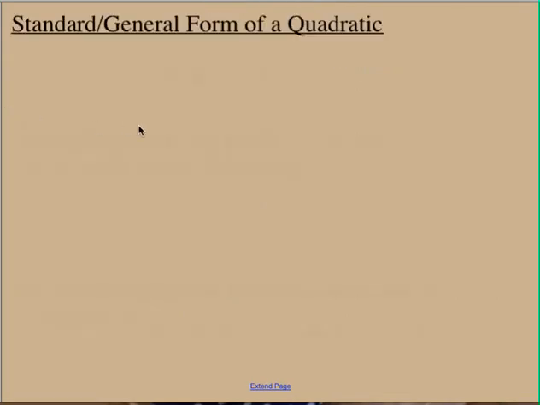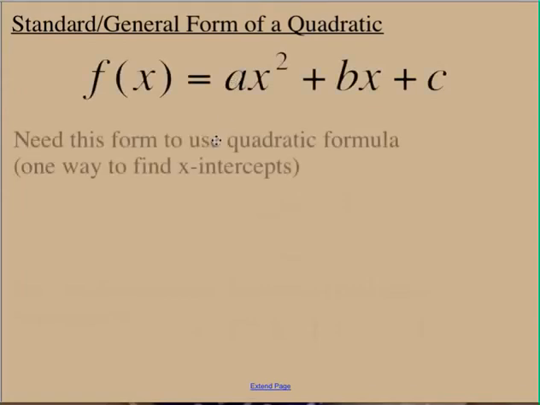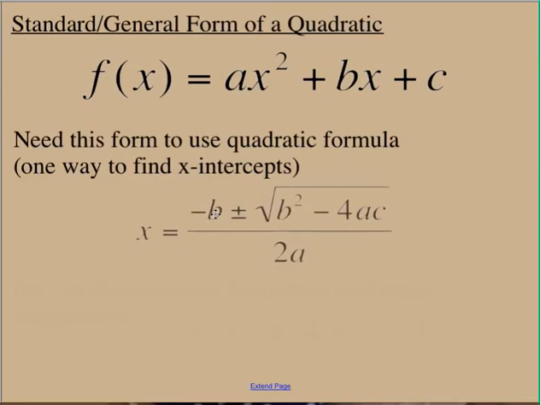So first of all, standard form or general form of a quadratic equation is ax squared plus bx plus c. You need this form to use the quadratic formula, which is one way to find x-intercepts. And the quadratic formula is x equals opposite of b plus or minus square root of b squared minus 4ac all over 2a. You will have to be able to find x-intercepts by hand, either using this or factoring, but there will be times where I will let you use the program on your calculator.